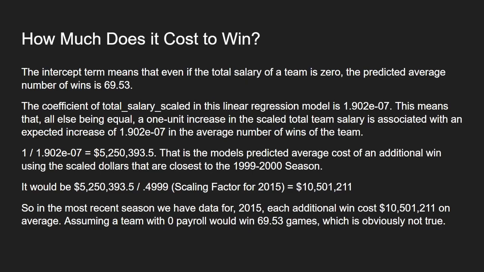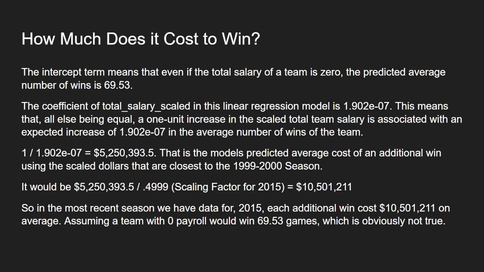And the coefficient for the salary scaled in this linear regression model was a very small number, 1.92 times 10 to the negative 7, which means that when you take 1 divided by that, you get $5.25 million, and that's the predicted average cost of an additional win using the scaled dollars that were closest to the 1999 and 2000 seasons. But if we, for example, take the most recent season, 2015, it has a scaling factor of 0.4999. If we divide that by the scaling factor, we can see that in 2015 dollars, it's actually $10.5 million for an additional win.